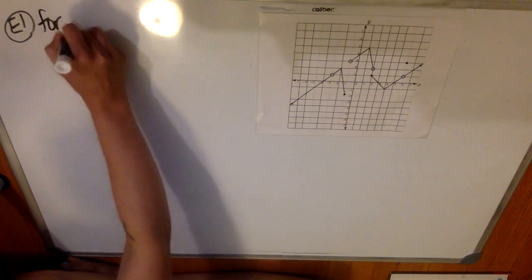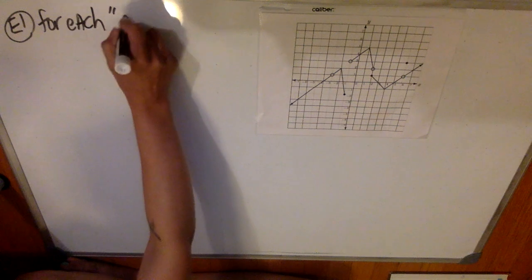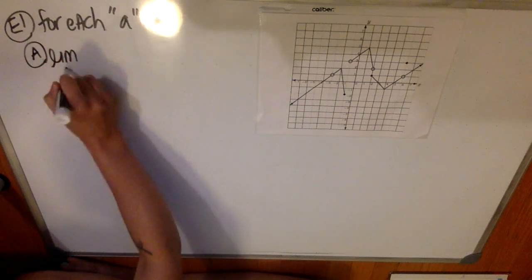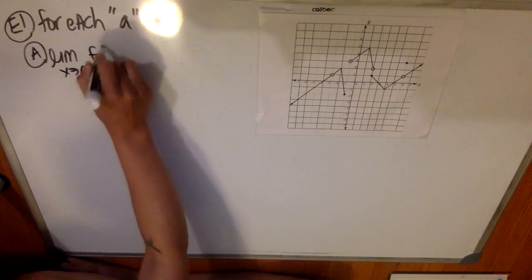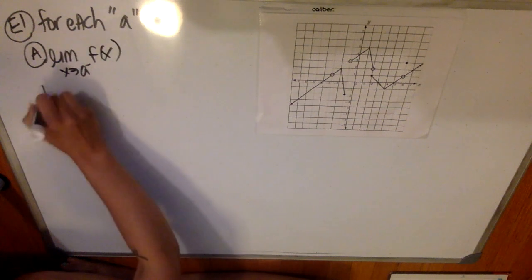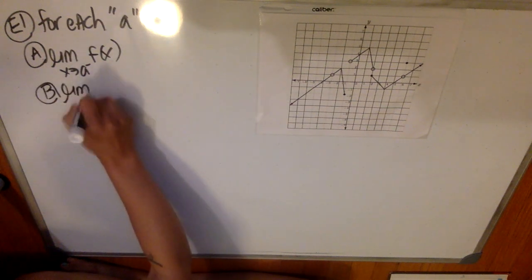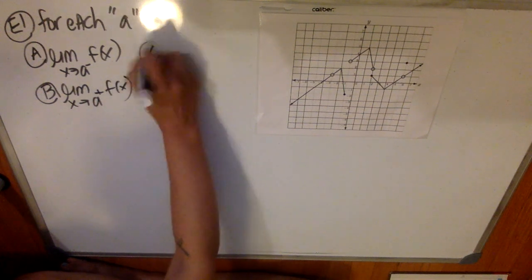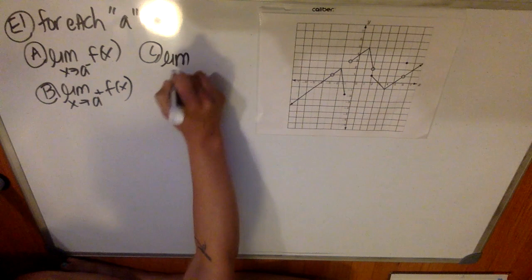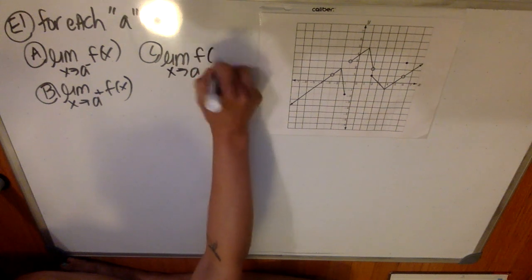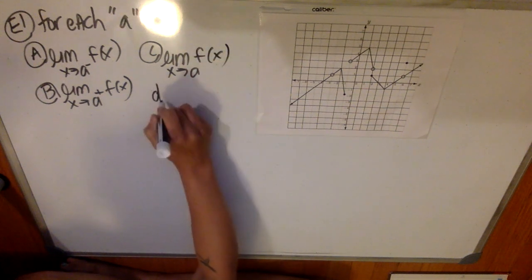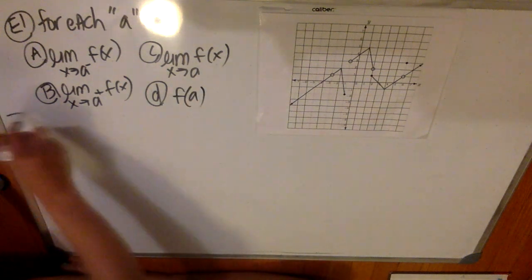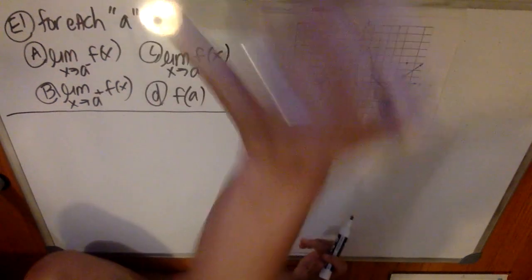For each a value, you're going to find the following things. The limit as x approaches a from the left of this function. This is my f of x. The limit as x approaches a from the right of this function. The double-sided limit as x approaches a for this function, right? And then the actual function's value at a, okay?